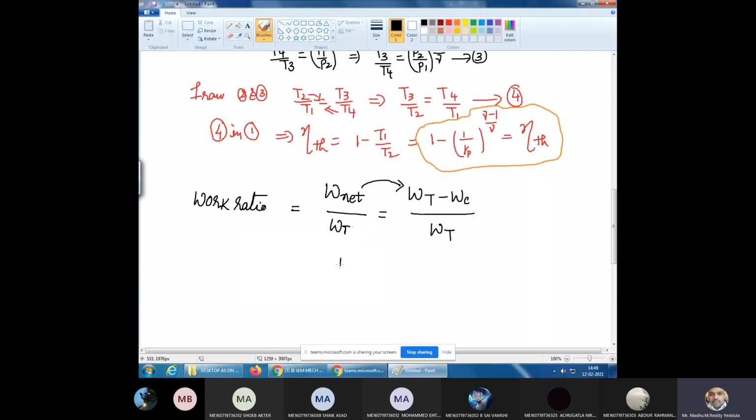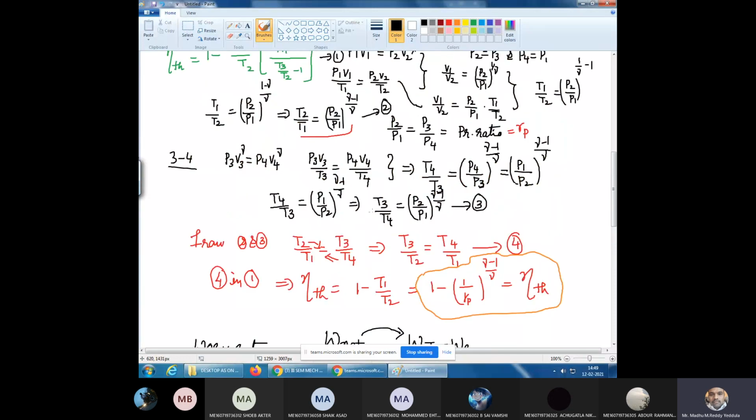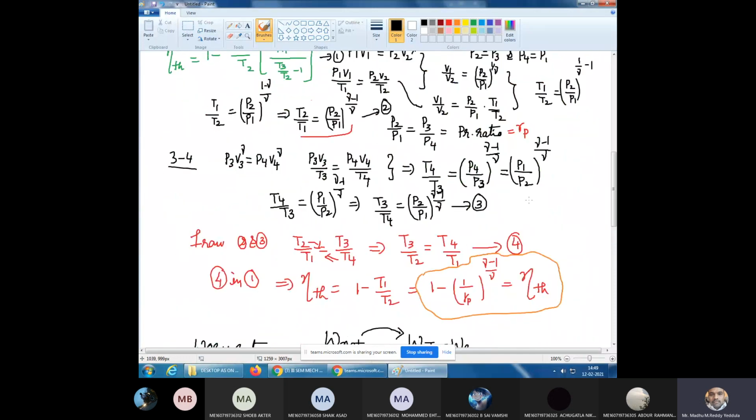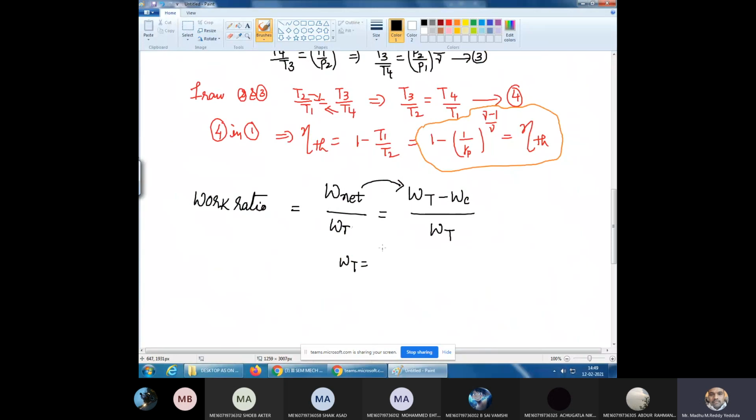Right. So what is turbine work? What is the work done by the turbine? It is the enthalpy difference, where it is entering the turbine at state 3 and leaving at state 4. So H3 minus H4, enthalpy at 3 minus enthalpy at 4. Then compressor work is equal to H2 minus H1. At 1 it is entering, at 2 it is leaving. Leaving enthalpy is more for the compressor.